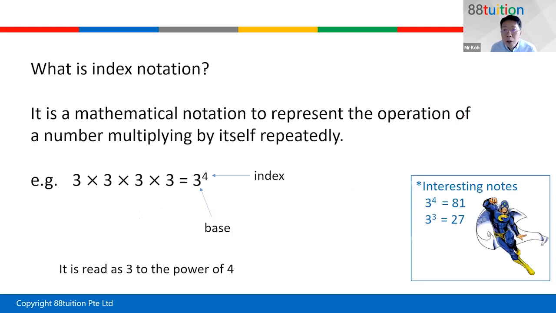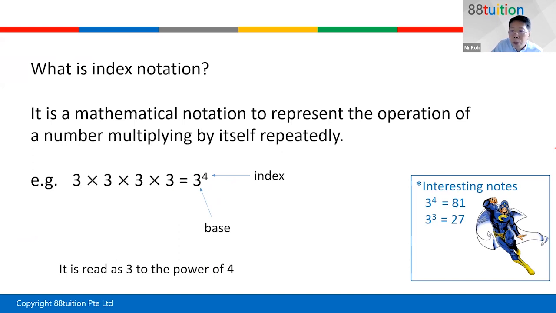Now I go on to this slide that says, what is index notation? It is a mathematical notation to represent the operation of a number multiplying by itself repeatedly. So if any number is multiplied by itself repeatedly, we can express it in index notation. In this case, the base is 3 and the index is 4. So it can be read as 3 to the power of 4. If we have 3 to the power of 4, that gives you 81.